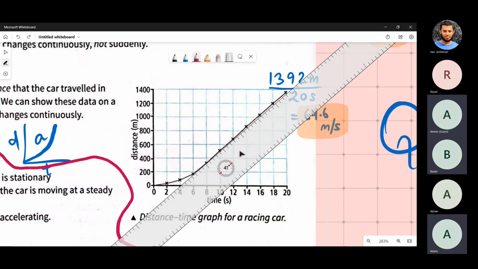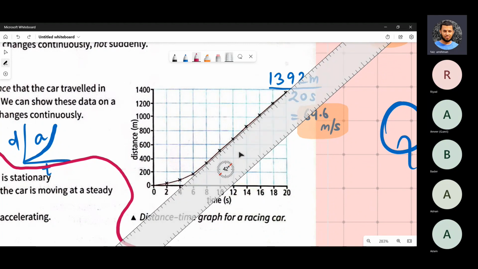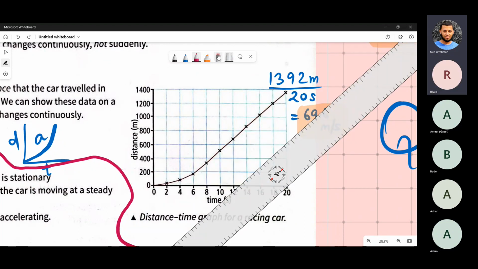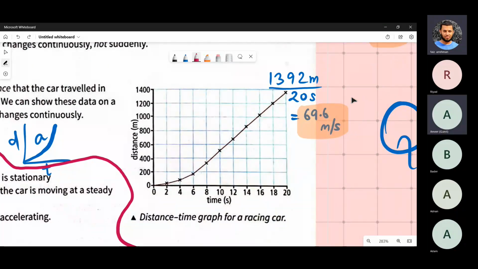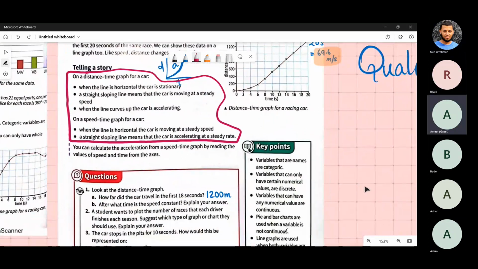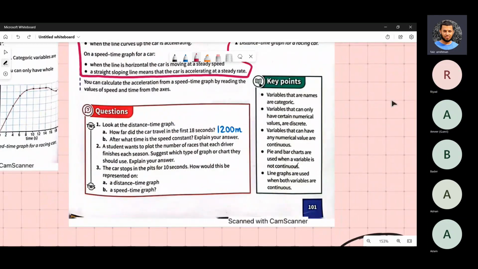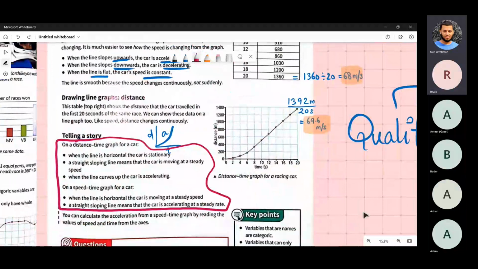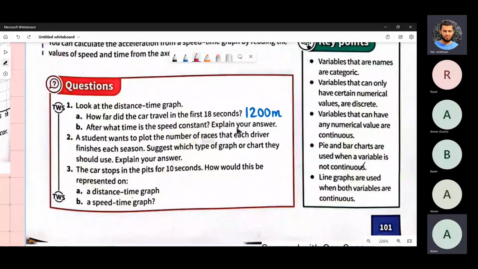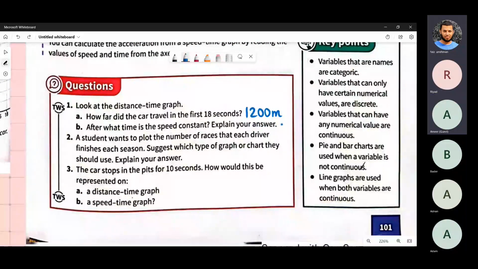Mister, after this, the session will be ended, right? Yes. So you can see here, until 6, the line is straight. Before 6, it's going in a curve. That means after 6 seconds, the speed became constant. Before 6, it was accelerating because it is curved. Explain your answer: you can explain that the line became straight.